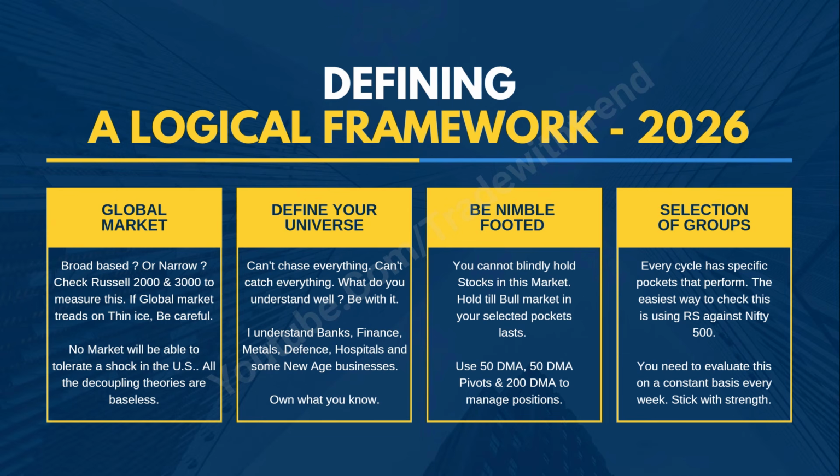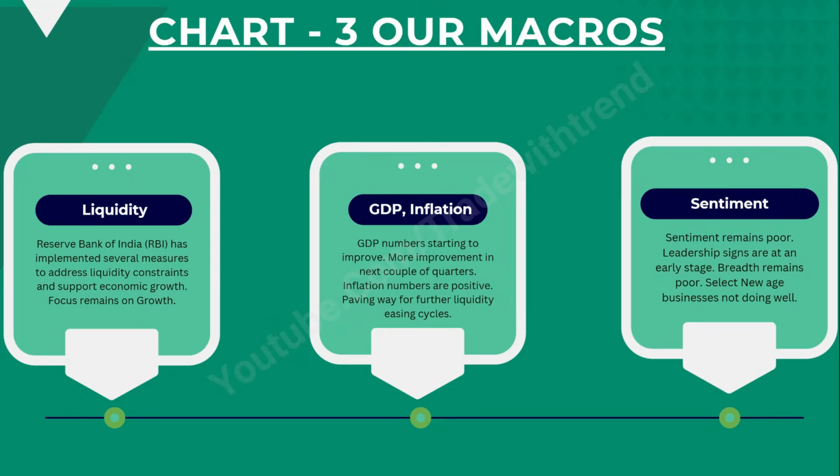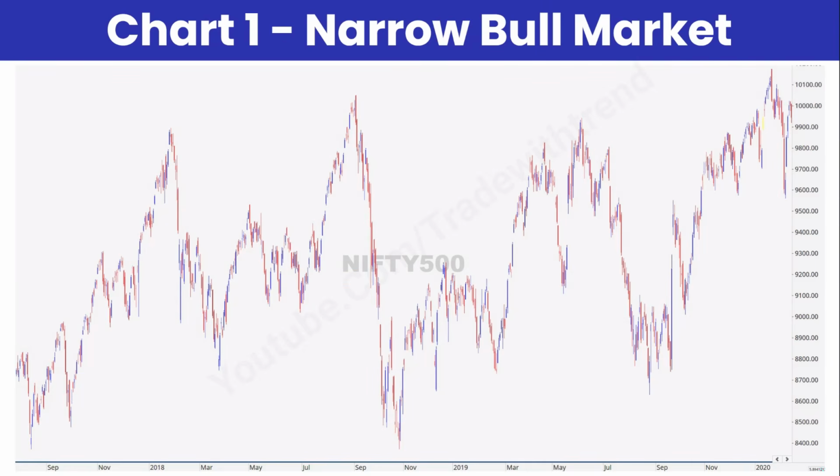So we are in a tricky environment. I'm not telling you that this market is going to crash or this is not a bull market. We are in a super duper kind of a bull market, but a very selective kind of a bull market. And I'll again take you back to this chart. In a narrow and selective kind of a bull market, frequent pullback keeps happening. And that is why it is very difficult to hold on to positions. So that is the crux of it.